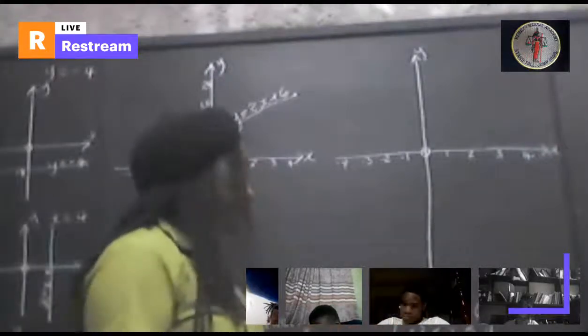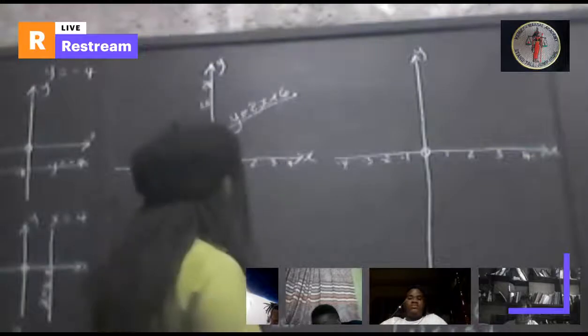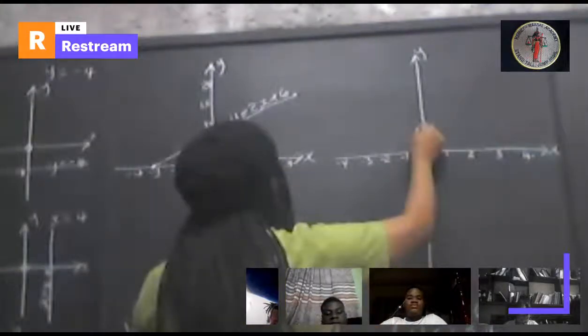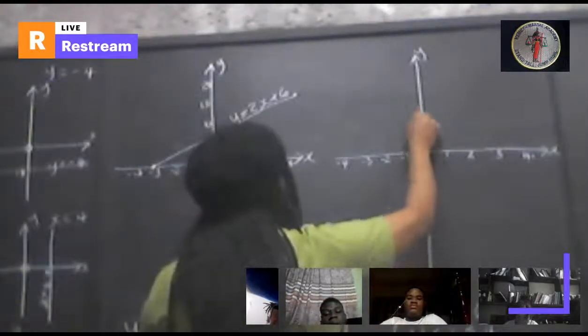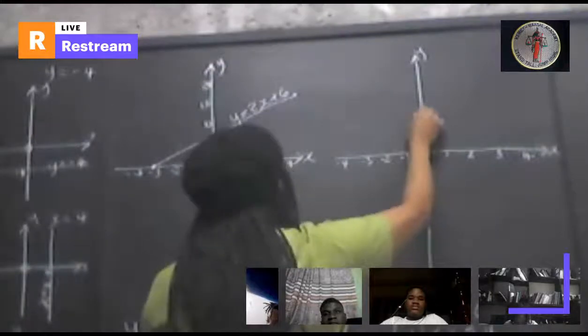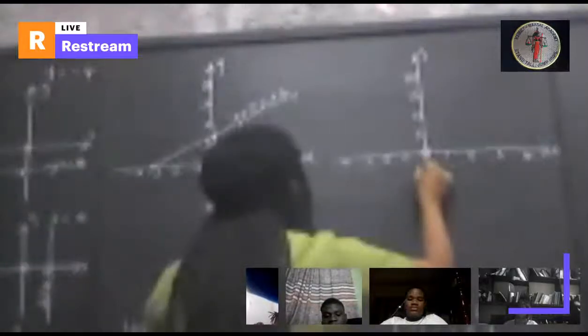What is the y-intercept for this new line? The equation was the same except for the 2 and the negative 2. So what's the y-intercept?